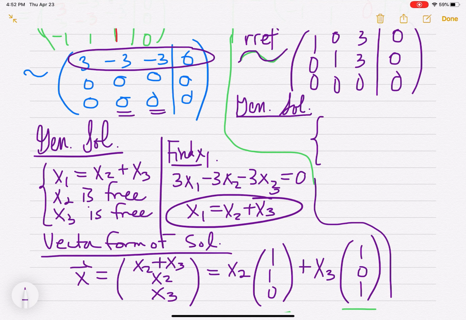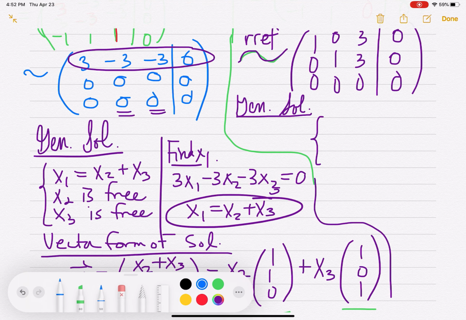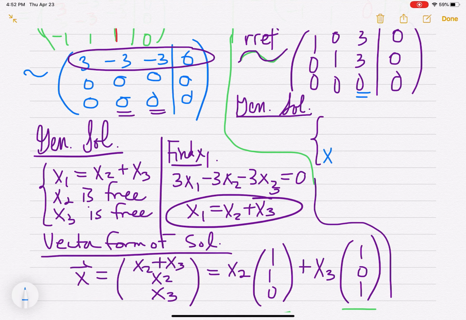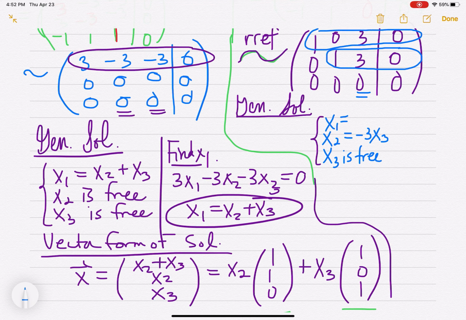So for a general solution, it looks like we have a free variable, right? A free variable right here. So x3 is free. And x2 we can find, and x1 we can find. Using the second row, you're going to get x2 is equal to minus 3x3. And you can use the top row, and you get x1 is minus 3x3.